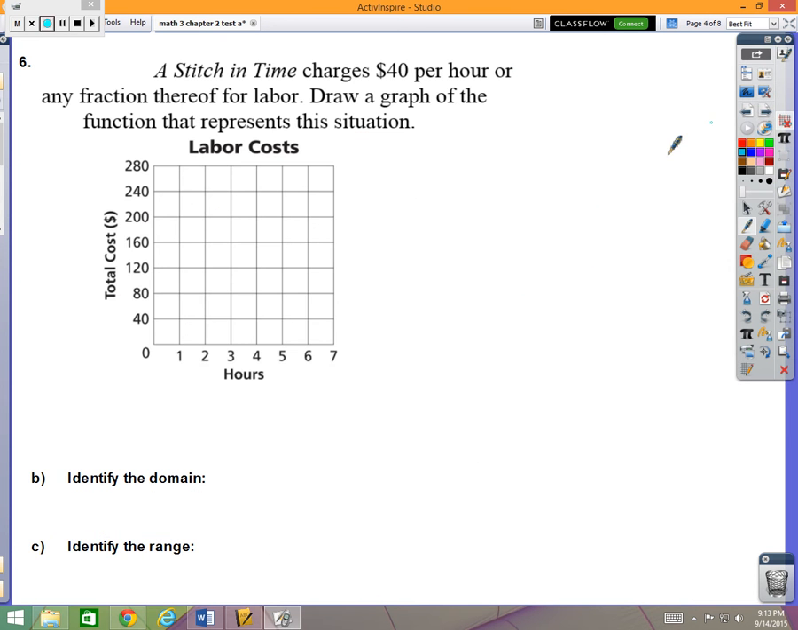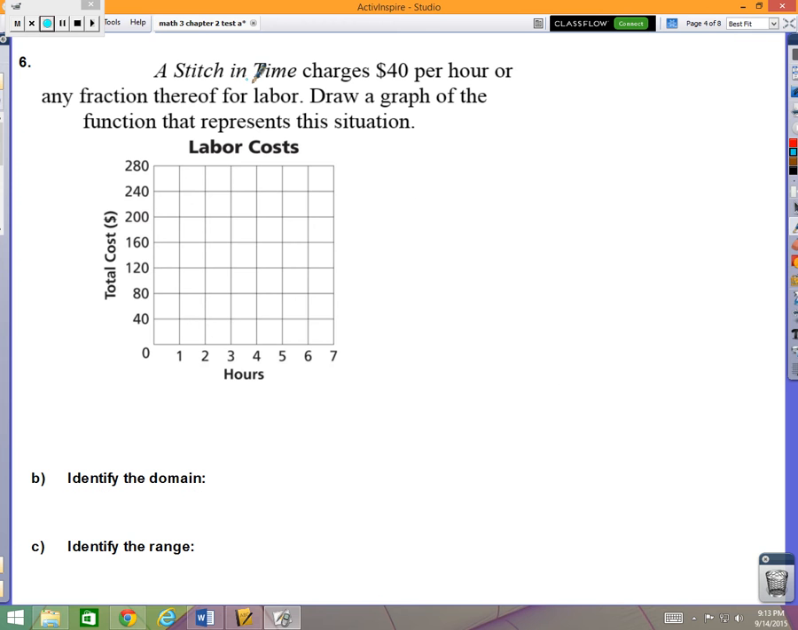Number 6, a stitching time charges $40 an hour or any fraction thereof for labor. Draw a graph of the function that represents this situation. $40 per hour. So for 0 to 1 hours or any part of that, she is charging you $40. So $40 the whole time. And on 1, she's charging you $40. At 0, she's not charging you anything. As soon as the clock starts, that's when the line exists. That's when the charge occurs.